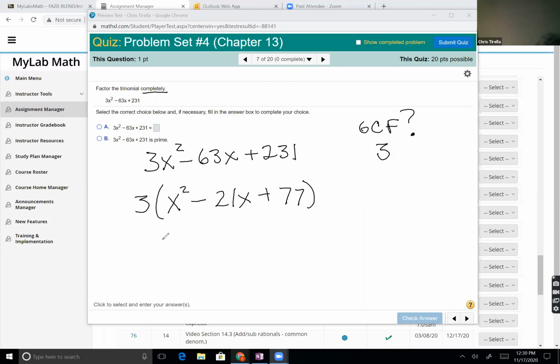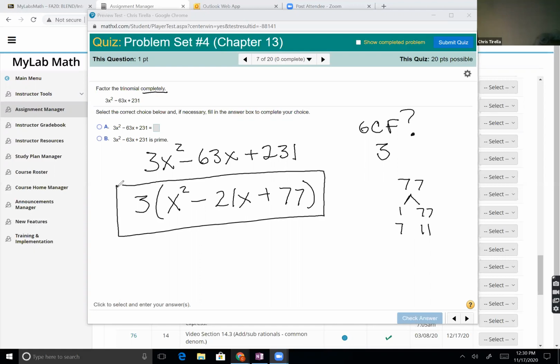Let's see, x squared is only going to be x times x. 77, I think that's 1 times 77. I think that's 7 times 11. Will either of those give me that 21 in the middle? So I think the only thing we're going to get from this one is that common factor. All right?